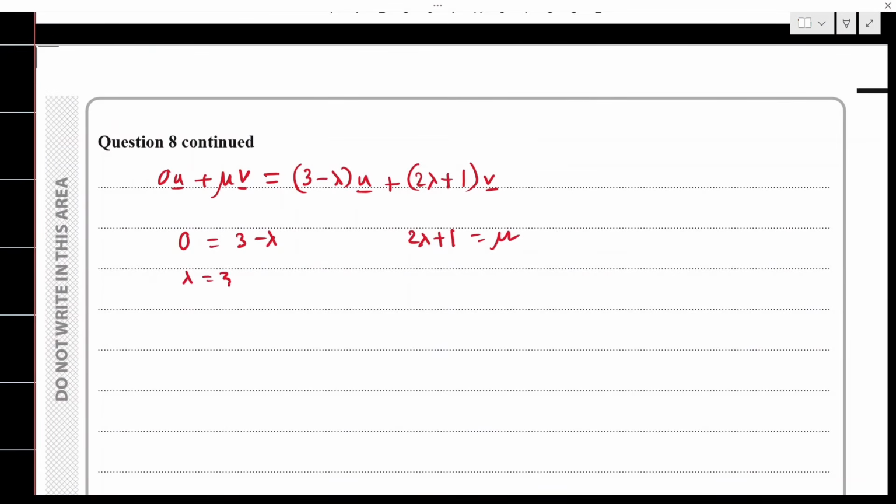So lambda will be equal to 3. So now I know the value of lambda. I can use this value of lambda in this equation to find the value of mu. So mu will be equal to 2 into 3 plus 1. 6 plus 1 is 7. So mu is equal to 7. So we have calculated the value of mu.